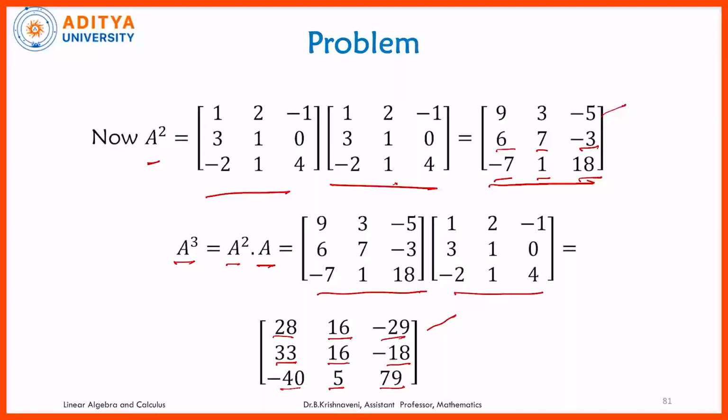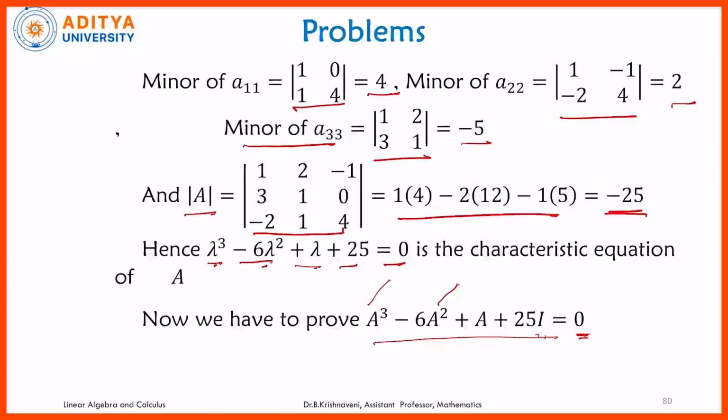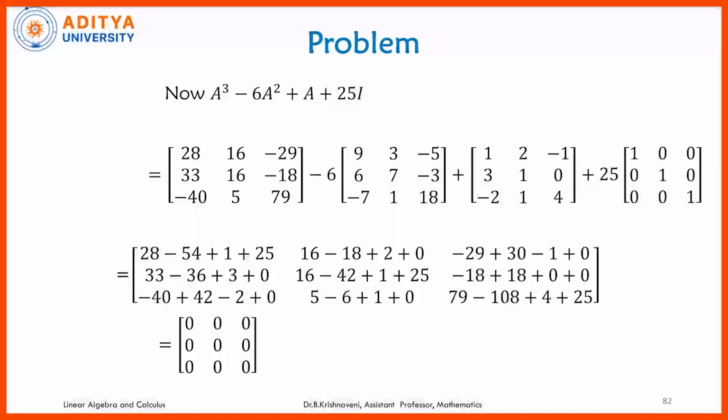So once you have calculated a cube and a square, take the LHS part of our equation, that is a cube minus 6a square plus a plus 25. So here we substitute a cube minus 6 into a square plus a plus 25 into I, where I is 1 0 0, 0 1 0, 0 0 1.